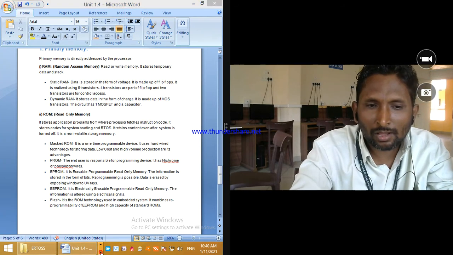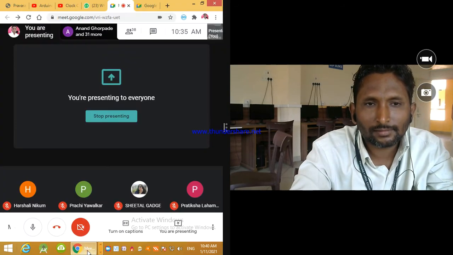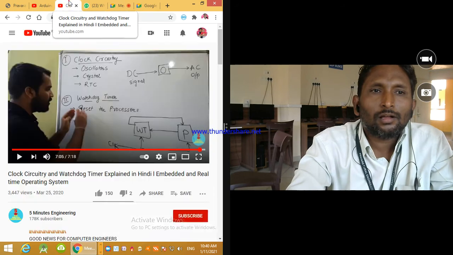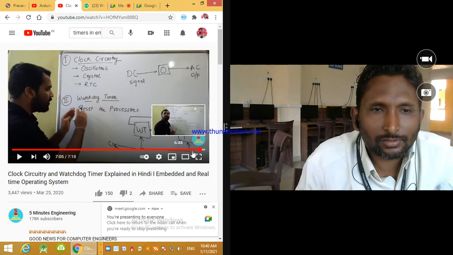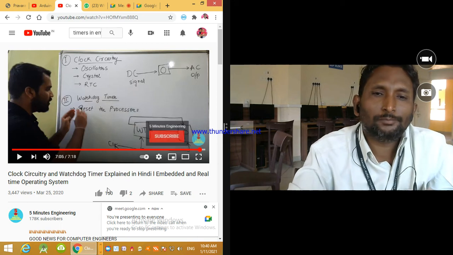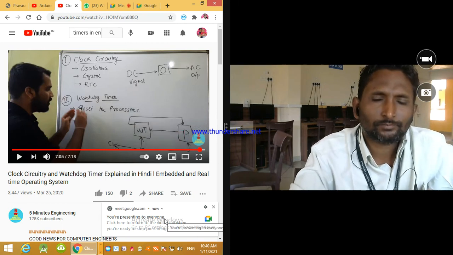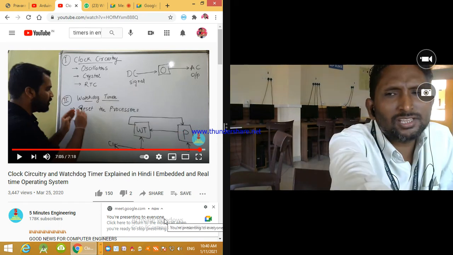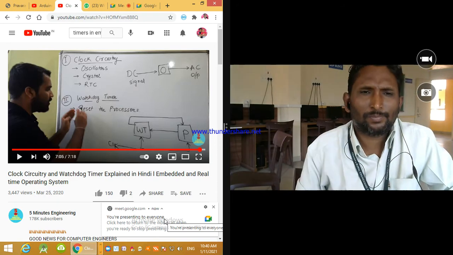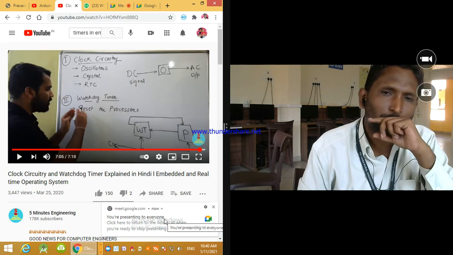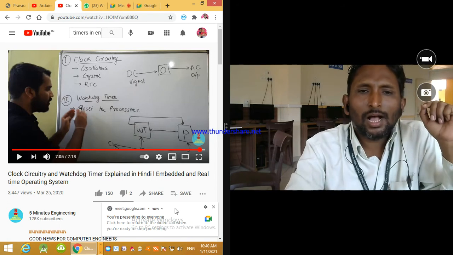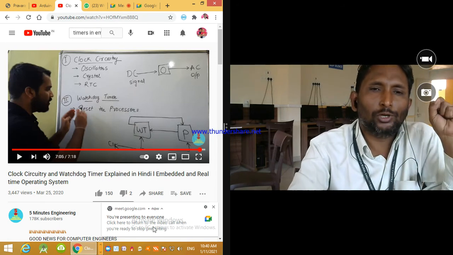Now I want to move towards our next topic, that is watchdog timer. If you are able to see this diagram, this picture, I am not going to play this. I want to explain the things. Watchdog timer. Please see it very carefully.